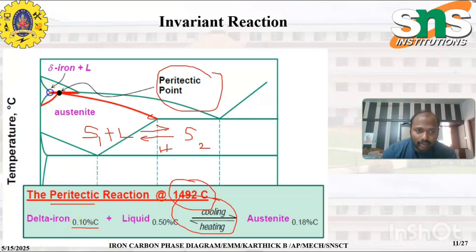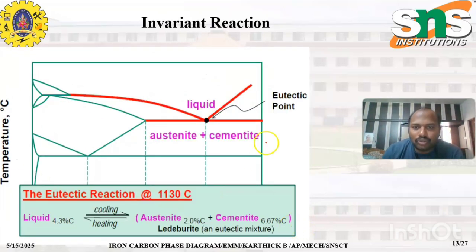Here the delta ferrite is at 0.1% carbon, as we have seen in the previous slides, and the liquid is at 0.5% of carbon. So here the austenite is 0.18% carbon. Austenite is formed at this particular reaction. When we come to the next reaction, it is known as the eutectic reaction.